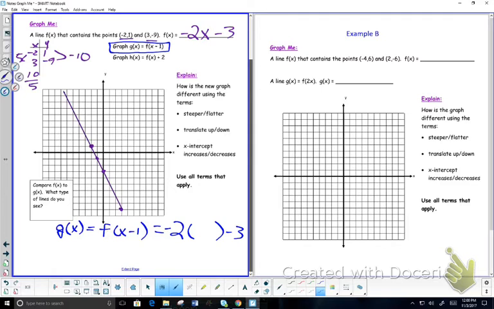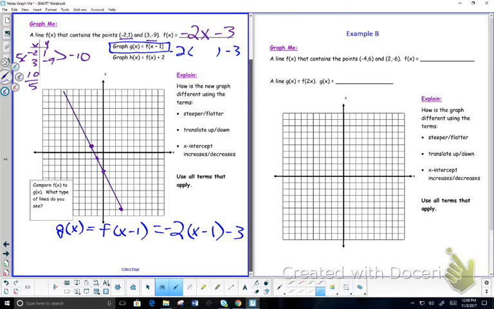So what am I going to put inside of my parentheses? Well, what's inside of these parentheses? X minus 1. So I'm going to put the same thing in those parentheses. Don't put parentheses around the -3 because the -3 is on the outside. I only put the parentheses where the x was. So I wrote -2 parentheses minus 3. The parentheses is where the x was.